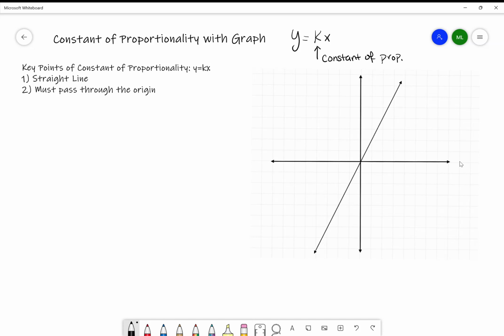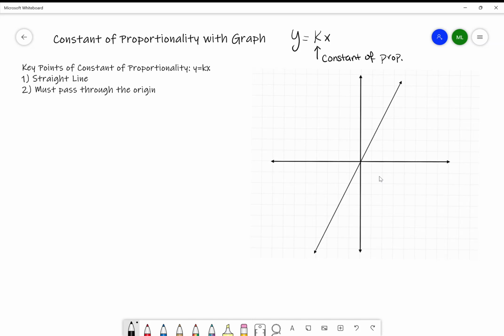Now, key points. How do you know if the line that you have contains a constant of proportionality? Well, first things first, it must be a straight line. So when you're looking at the graph, is it a straight line? And two, does it pass through the origin? So let's look at this graph over here to the right. Is it a straight line? Yes, this line is a straight line. Does it pass through the origin? Yes, it does. So I know that I'm dealing with a constant of proportionality graph over here.